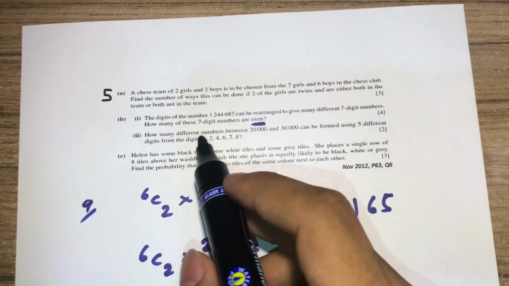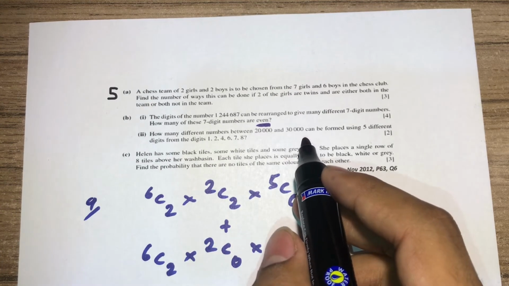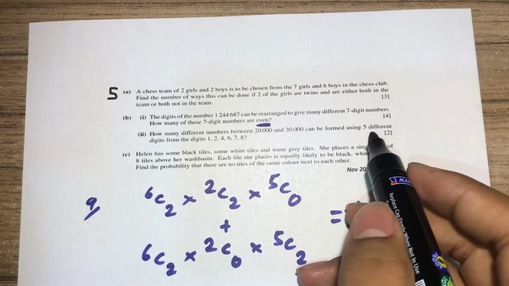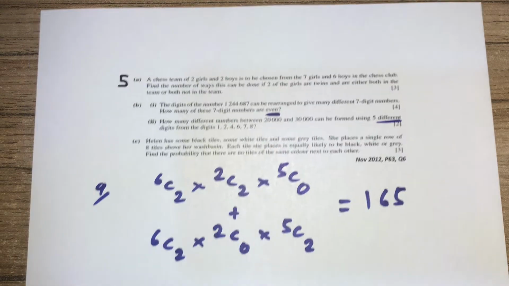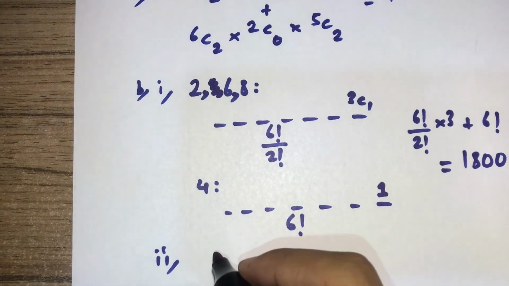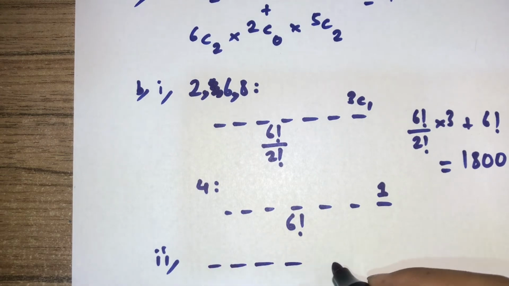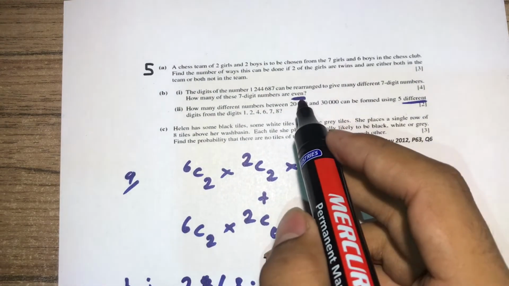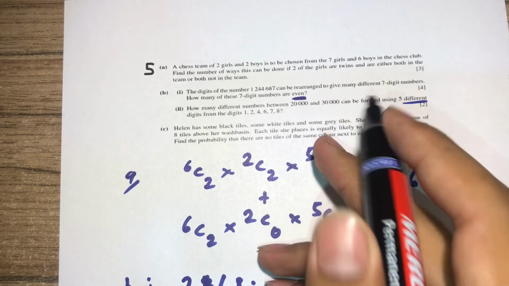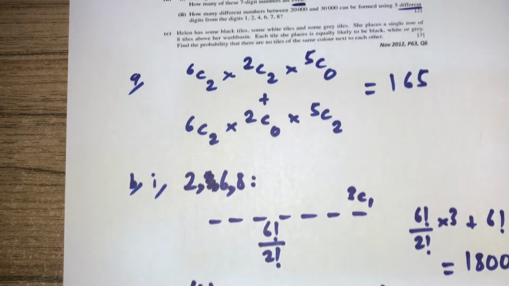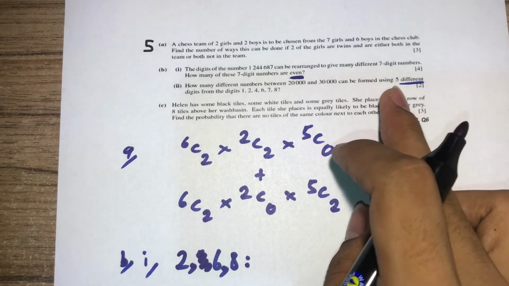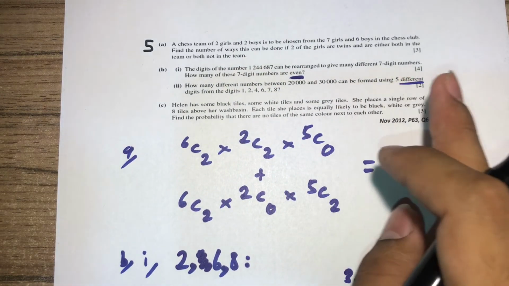B2: How many different numbers between 20,000 and 30,000 can be formed using 5 different digits from the digits 1, 2, 4, 6, 7, 8? So this is a 5-digit number. The first digit has to be 2 so that it's between 20,000 and 30,000. So for the first digit, the possibilities are 1C1. After that, all the digits have to be different.